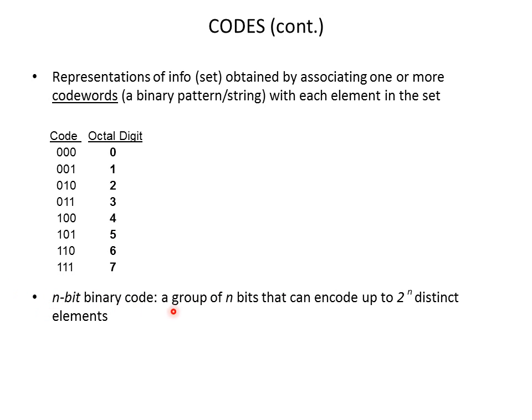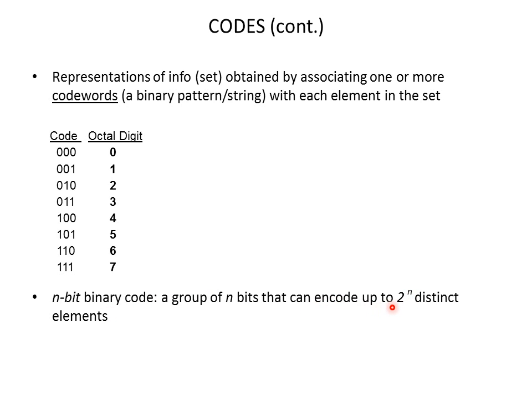With an n-bit binary code, a group of n bits can encode up to 2 to the power n distinct elements. Here 2 to the power 4 is equal to 16, that is for the hexadecimal system. Similarly, 2 to the power 3 is equal to 8, that is for the octal system, and so on. But the maximum number of elements that can be encoded by n bits is 2 to the power n.